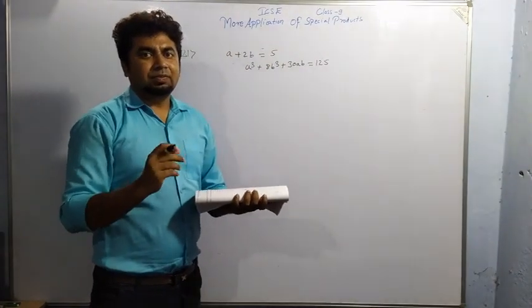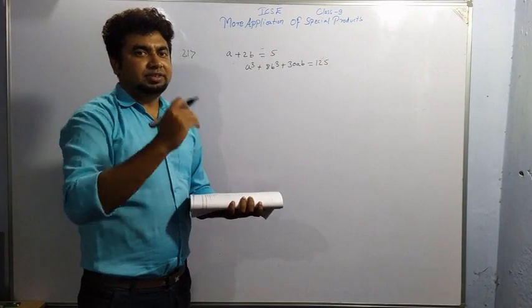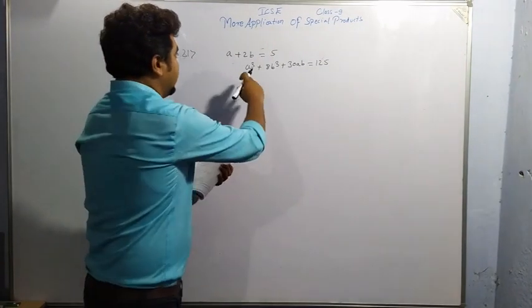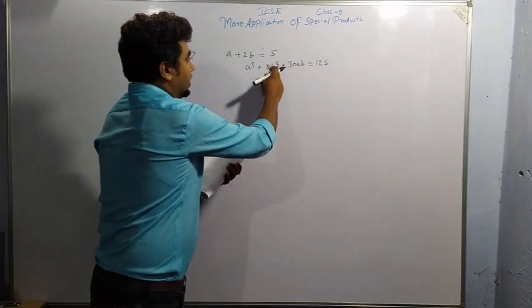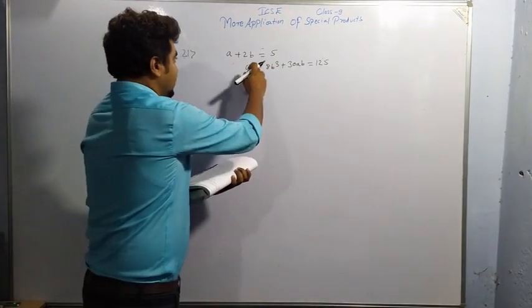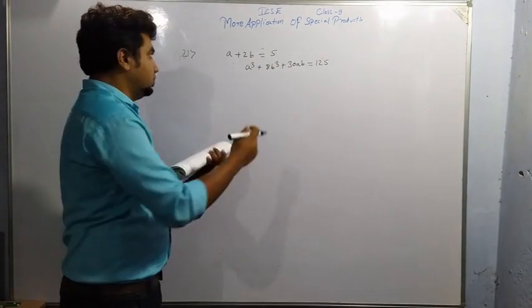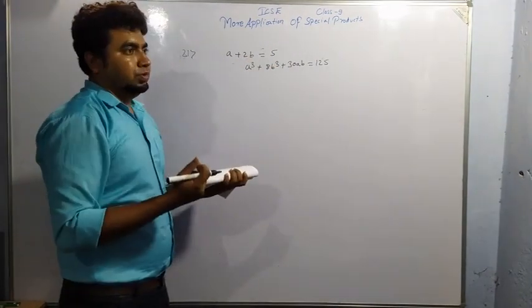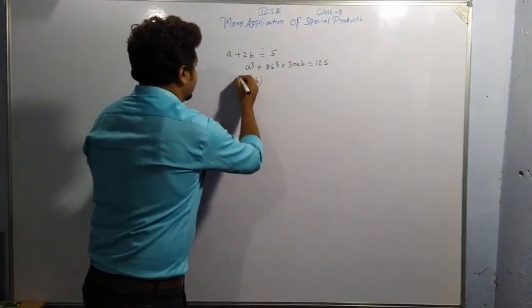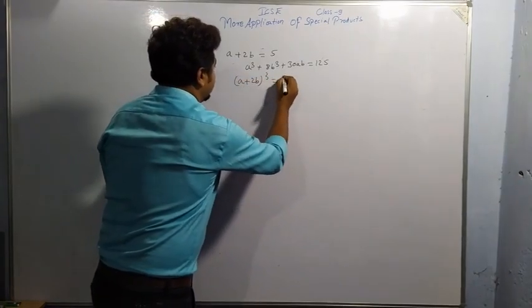Now whatever thing is given, from there only we will be analyzing and we will be calculating. We will be taking steps from there only. And what we have to find? a cube plus 8b cube. So here we are seeing that the power is cube, so we have to cube both sides. So a plus 2b whole cube is equal to 5 cube.